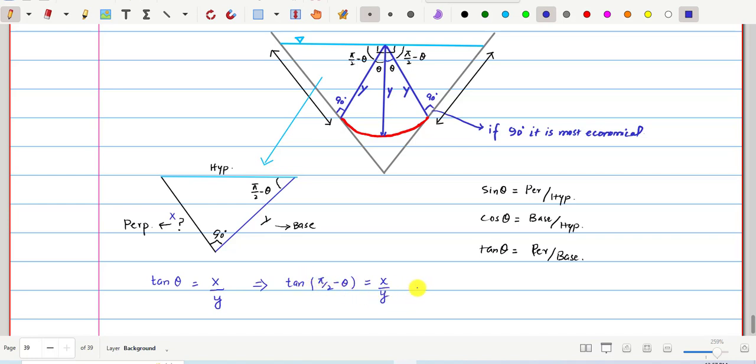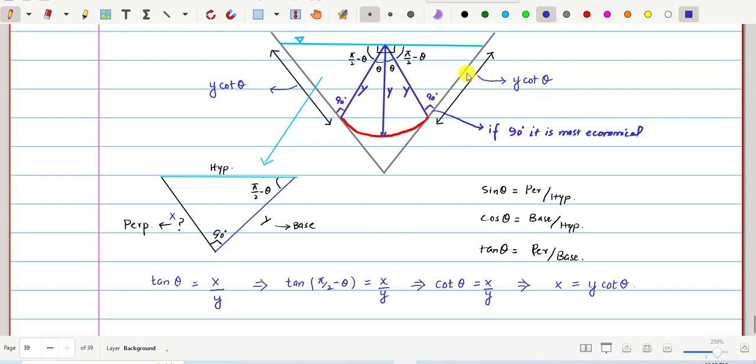Okay, so another relation, we know that tan of pi by 2 minus theta is equal to cot theta. So cot theta is equal to x by y. What are we supposed to find? We are supposed to find x, right? So this implies that x will be equal to y cot theta. Am I right? We got the value of x here. So this side is equal to y cot theta. Similarly, this side will also be equal to y cot theta. Okay, got it. So that's it.